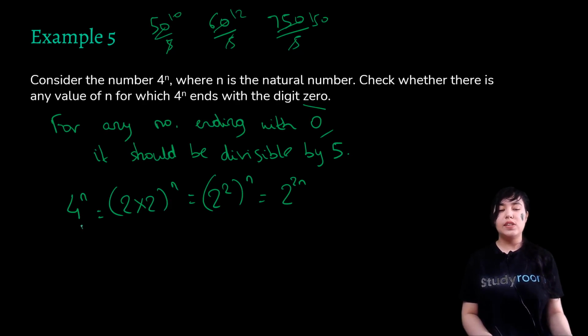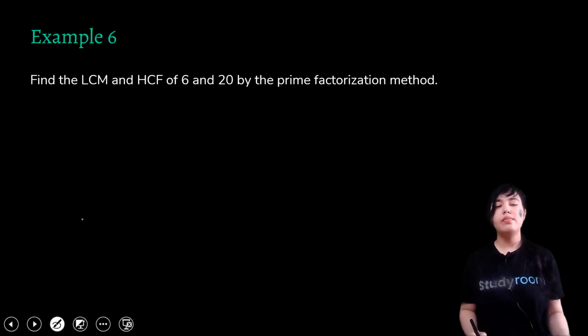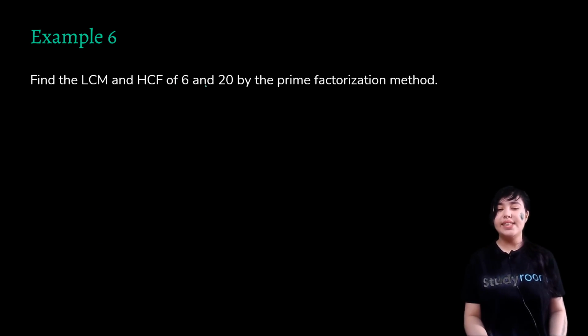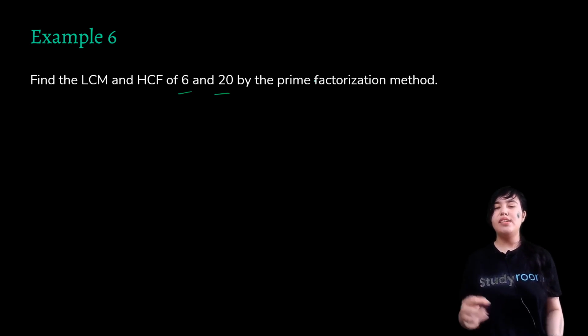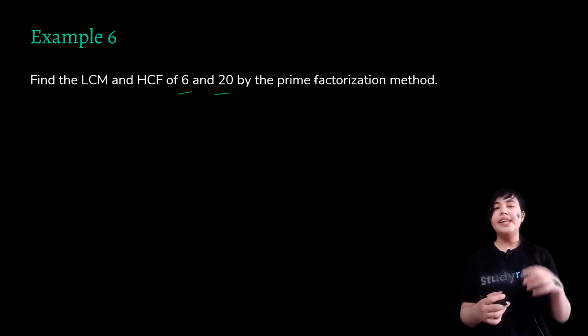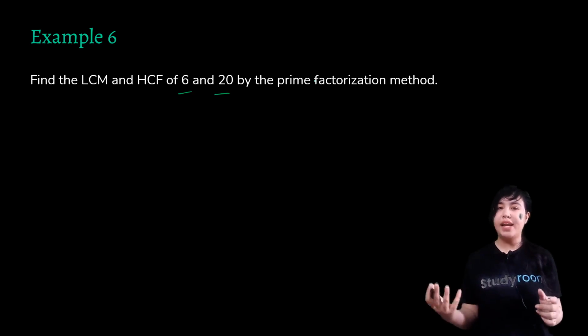It means that this does not end with 0. So there is no value of n for which 4 to the power n would end with the digit 0. Then find the LCM and HCF of 6 and 20 by prime factorization method. The prime factorization method is nothing but writing any number as a product of its prime numbers.